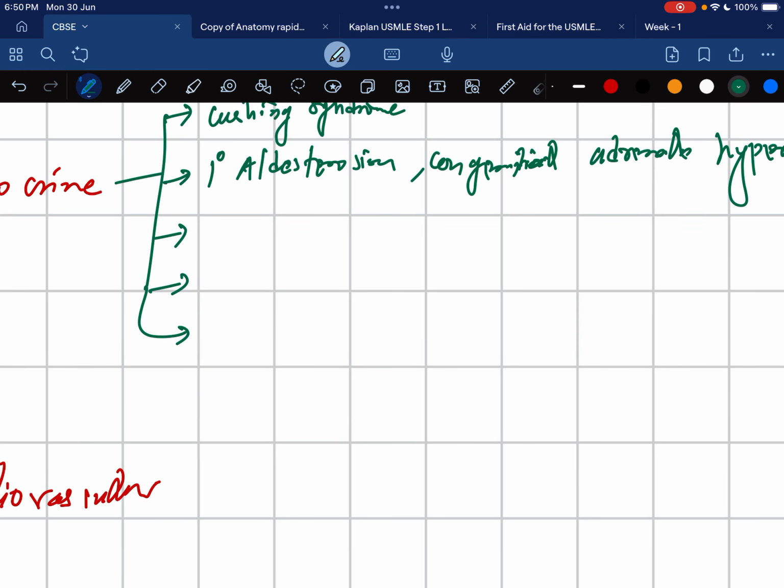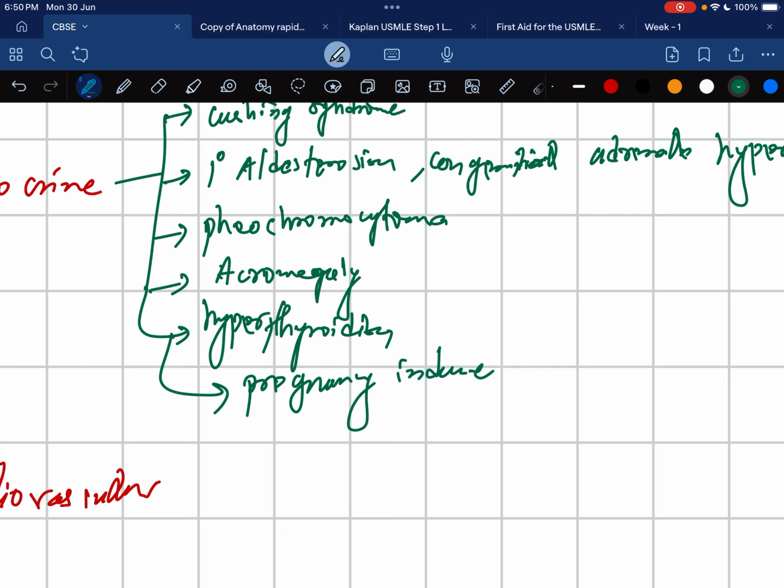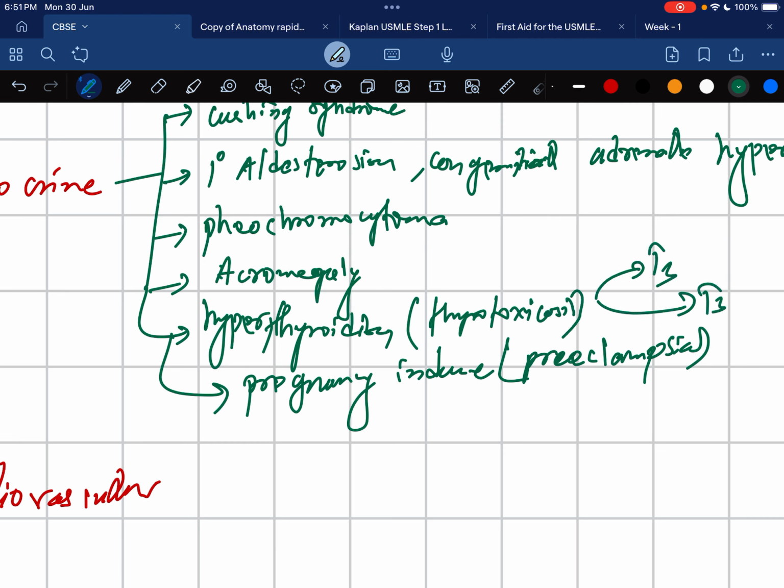Then there are other causes like exogenous hormone intake, such as glucocorticoid and estrogen, and there is pheochromocytoma. Then there is acromegaly; if there is more growth hormone production, there is also hypertension. And there is hyperparathyroidism, and also hyperthyroidism. Then there is pregnancy-induced hypertension, known as preeclampsia. Regarding thyrotoxicosis, there is more production of T3 and T4, and that leads to hyperthyroidism, and that leads to hypertension.